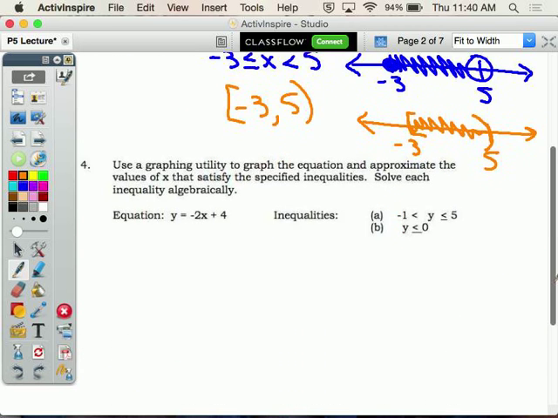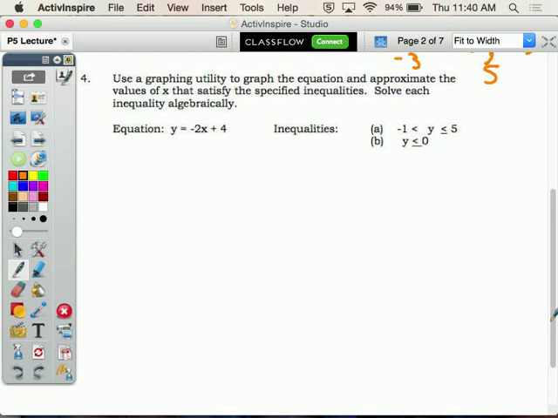Number 4 has some kind of weird sentence structure for what we're supposed to do. This problem actually has 2 parts to it. So it says using a graphing utility, we're not going to really do that. What we're going to do is just solve each inequality algebraically. So let's take a look at this first one, letter A.